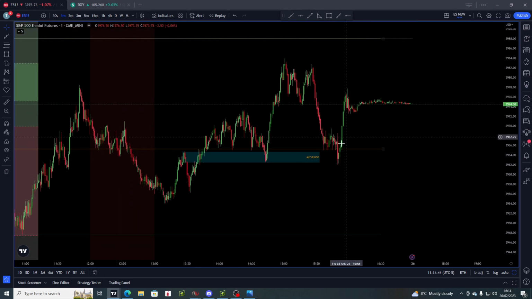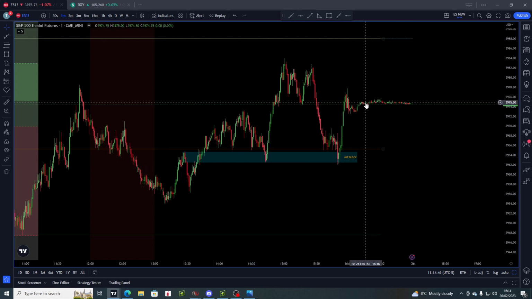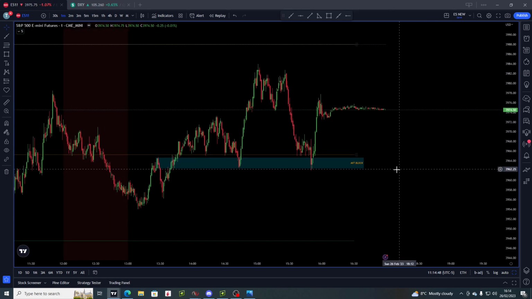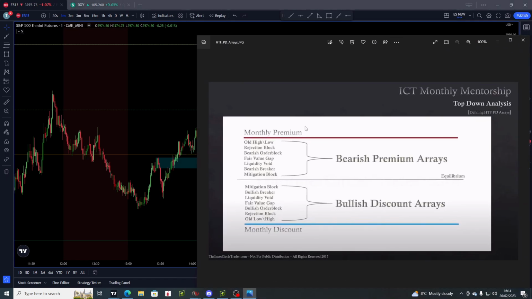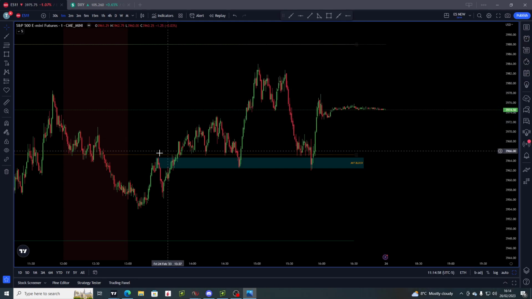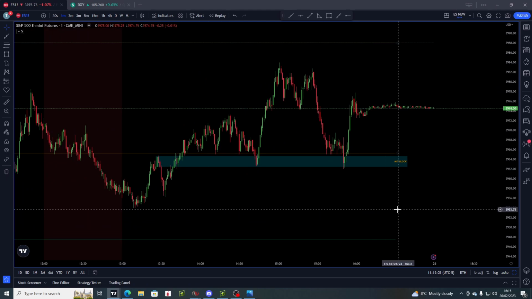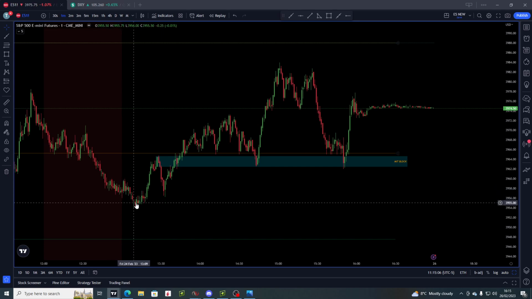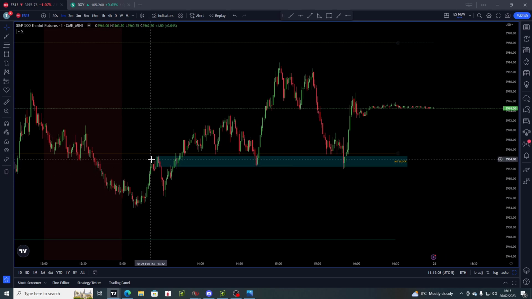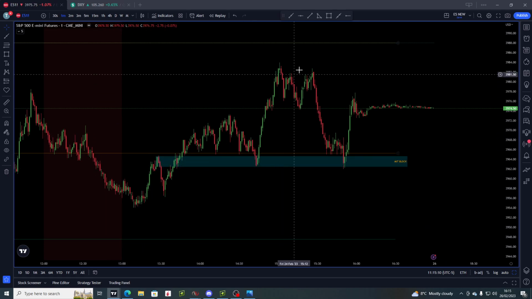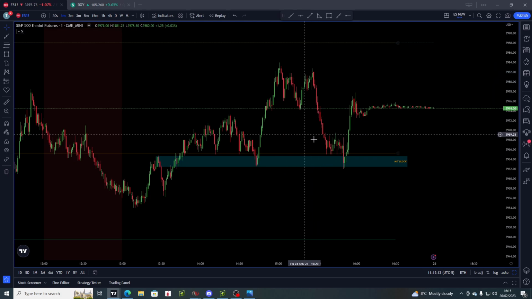But if price is to move higher, this mitigation block becomes the level of support. So price then has to move back up through this level of the PD array matrix in order to get to the high. So we can see that this is the high time frame level of support, right? This is the high time frame level of support. So price has moved away and created what? A mitigation block. Price aggressively moves away, and it comes back.